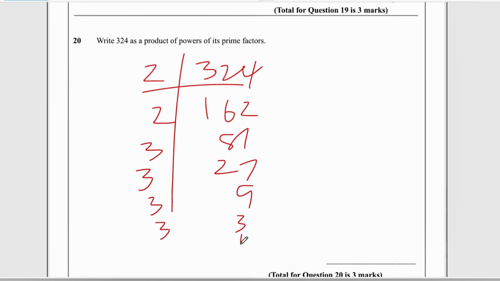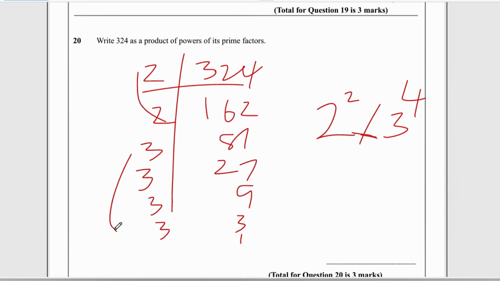So you can say that your answer is 2 to the power of 2 multiplied by 3 to the power of 4. 2 two times, and 3 four times. That's that.